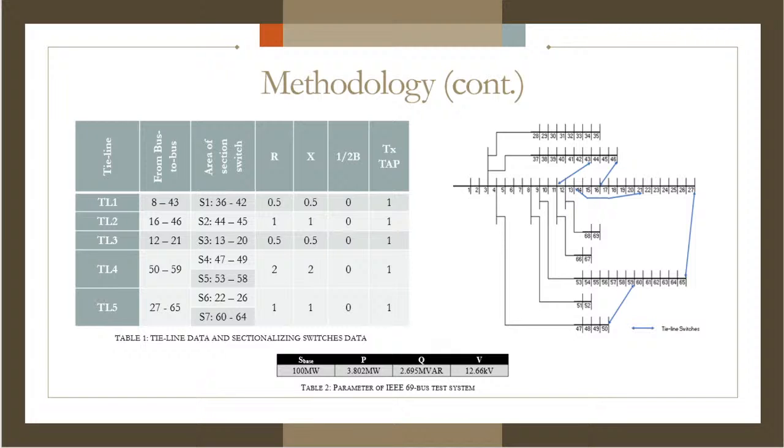having two sectionalizing switches. The parameters of the IEEE 69 bus test system are, as base, we use 100 megawatt, real power 3.8 megawatt, reactive power 2.6 megawatt, and voltage is 12.66 kilovolt.